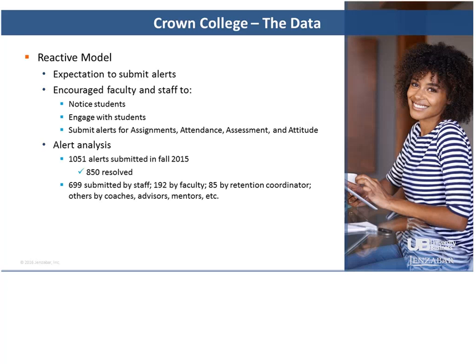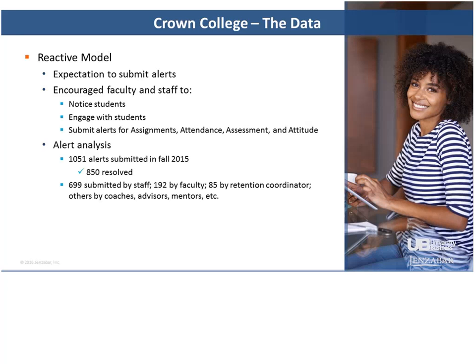So again, we challenged people to notice students, to engage with students, and then submit alerts. And we gave them 4 A's. We said submit alerts on assignments. So if a student is missing a number of assignments in a row or throughout the semester, where now it's becoming a problem and it's starting to drastically or negatively affect their grade, submit an alert. We said submit an alert for attendance. We put the guideline that if a student has missed more than 1 week of class unanswered for no reason, submit an alert.